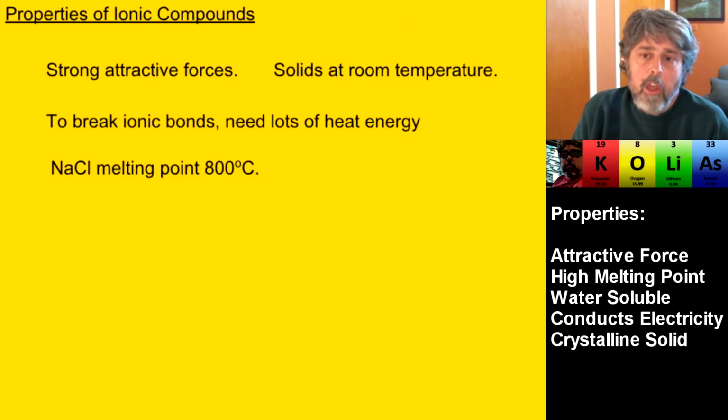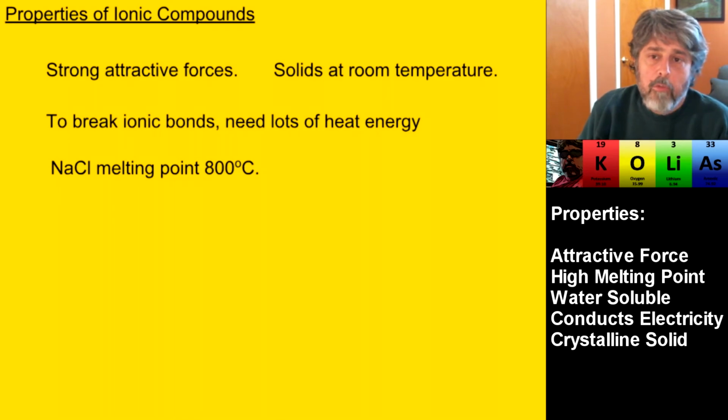Okay, you should also know that ionic compounds have very, very, very strong attractive forces. They are the strongest bonds that we're going to talk about in chemistry. Because of this, they have very high melting points. Look at sodium chloride. The melting point is 800 degrees Celsius. That's about 1500 degrees Fahrenheit. Very, very high. That tells you that the bonds between the sodium and the chlorine are very strong. You need a lot of energy to break those bonds. They are typically solids at room temperature.